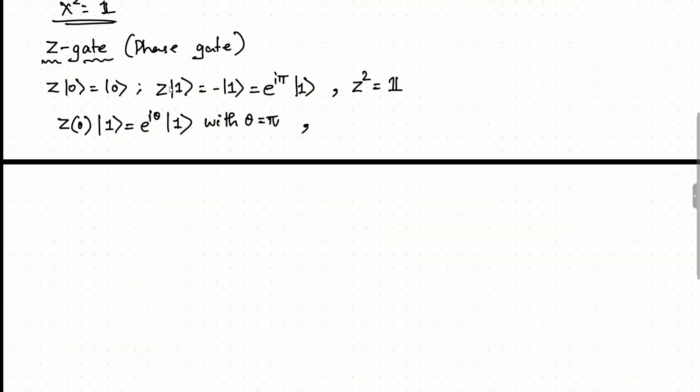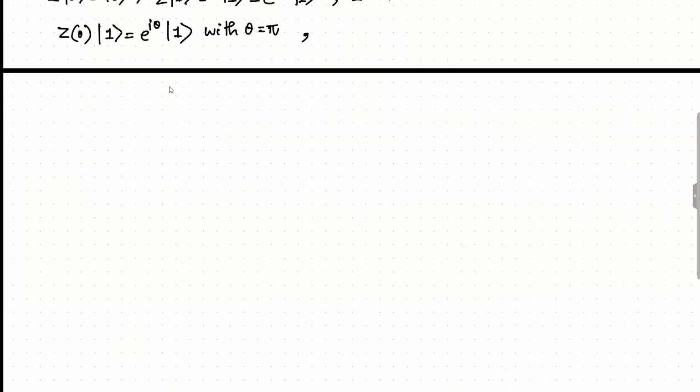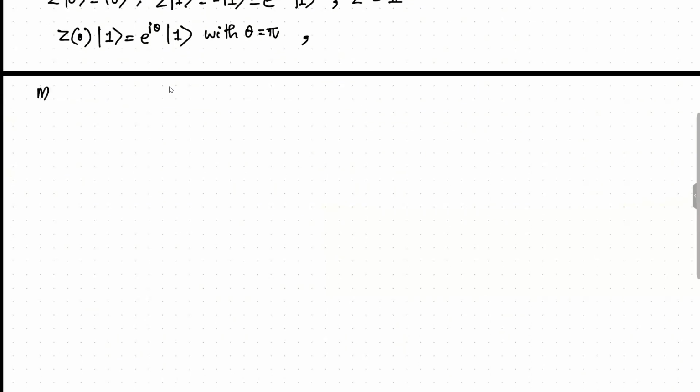What are the other gates which also add phase in terms of e to the power i theta? They are S and T gates. But before getting into S and T gates, I would just like to give some little more information, and that is the matrix structure of quantum gates.